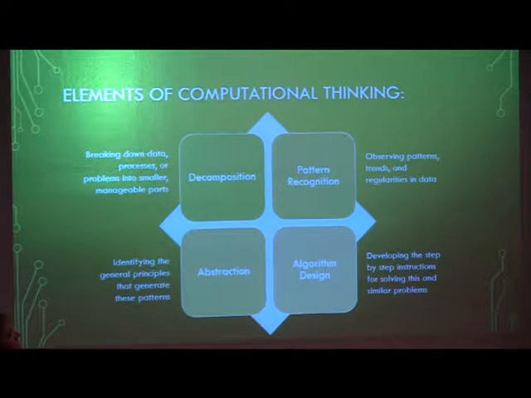Pattern recognition: observing patterns, trends, and irregularities in data. Any business majors out there, marketing people? What are you looking at data for? Looking at patterns, right? That kind of thing. Abstraction: identifying general principles that generate the patterns. And then algorithm design: developing step-by-step instructions for solving this and similar problems. We do that on a daily basis, especially in education, right?